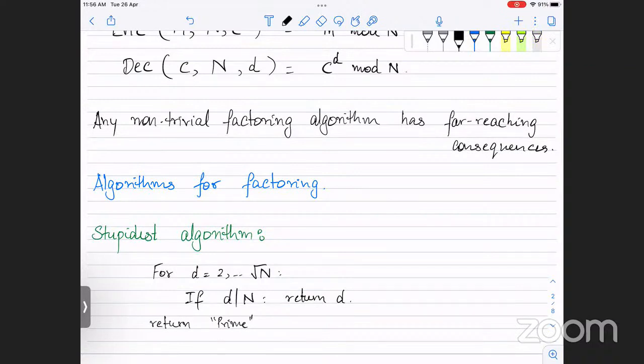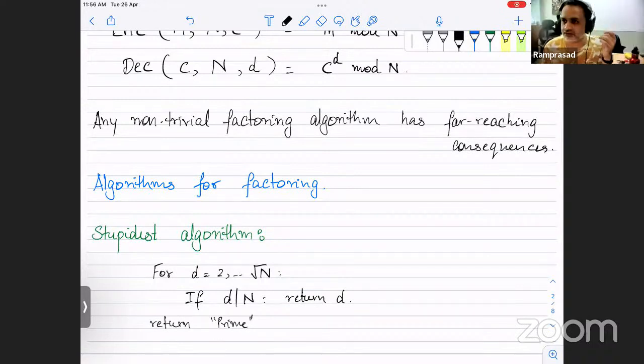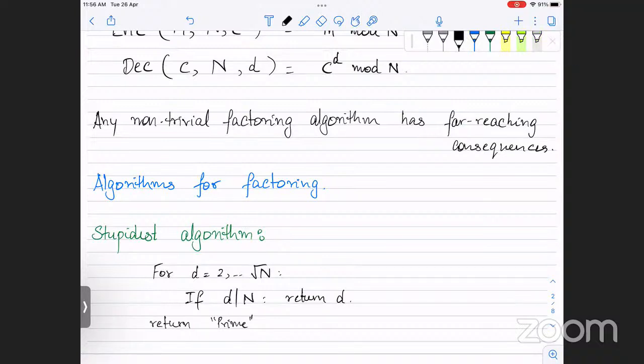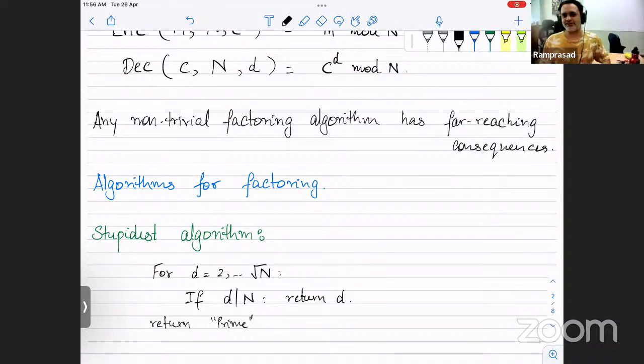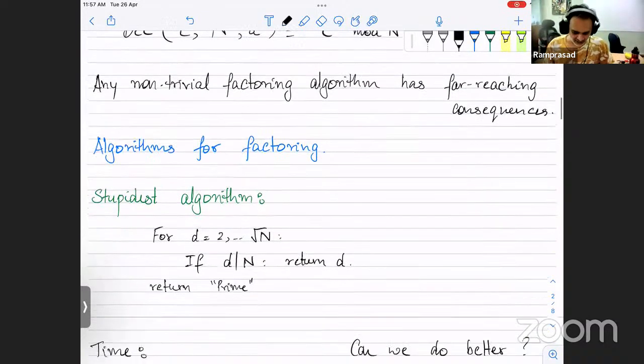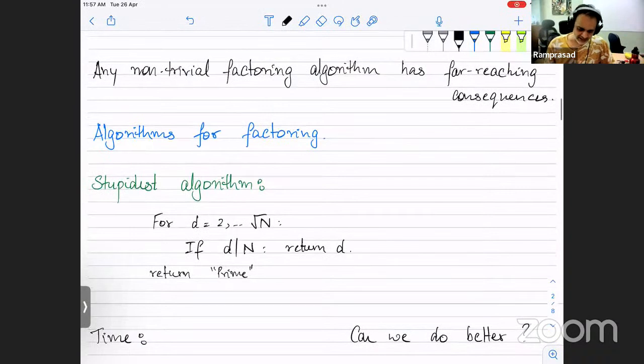Sorry, what of root n? Box means the greatest integer value. Oh yeah. Okay, I'm going to be very sloppy with these things. You probably need to take the ceiling of root n or something like that. It doesn't matter. So what is the time complexity that this takes?